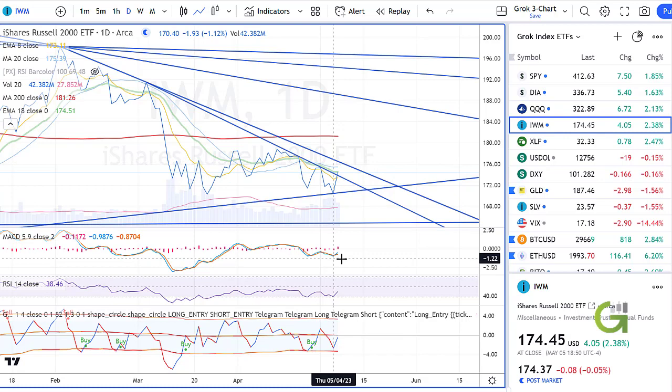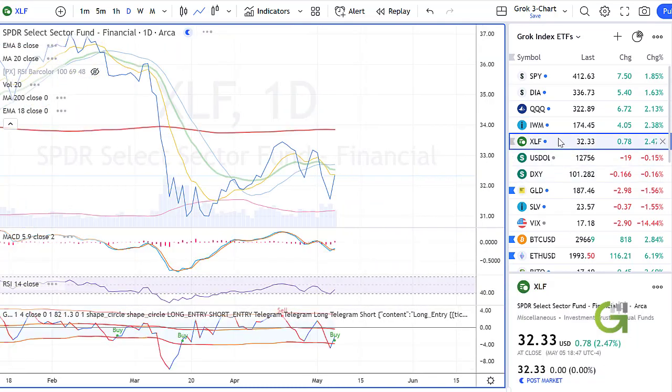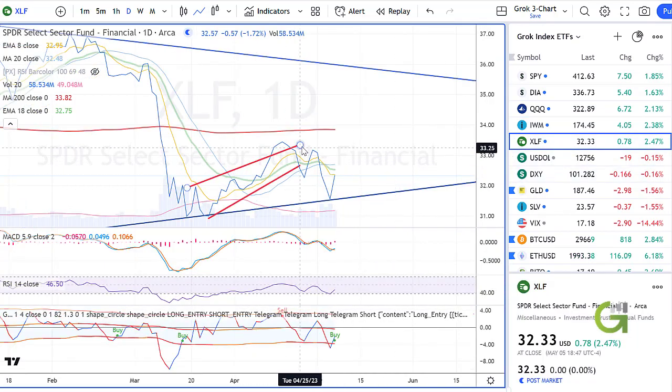This MACD line needs to get above the 0 line. That's what needs to happen here. The RSI was very low and it's ticking higher. Not too bad. The financials were rock solid.